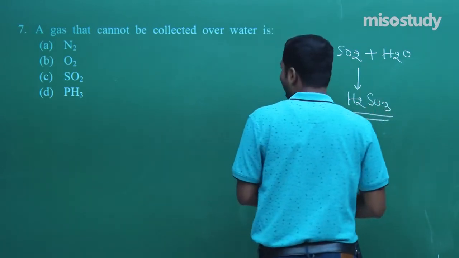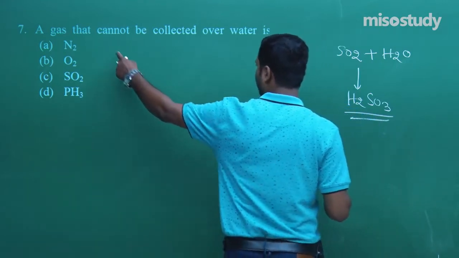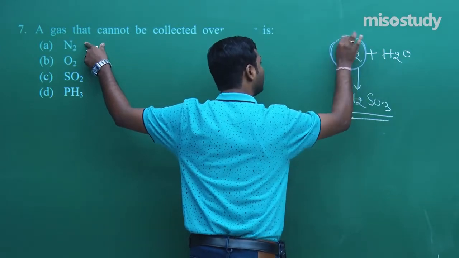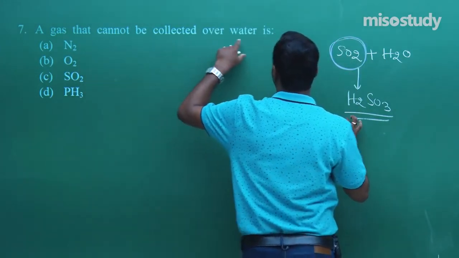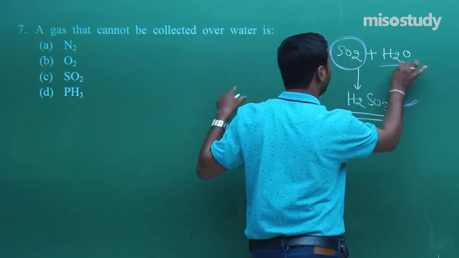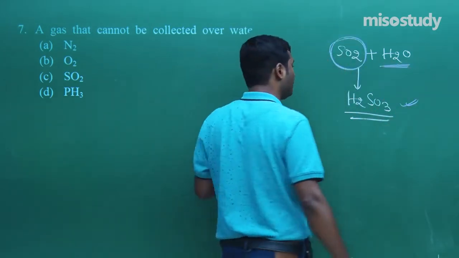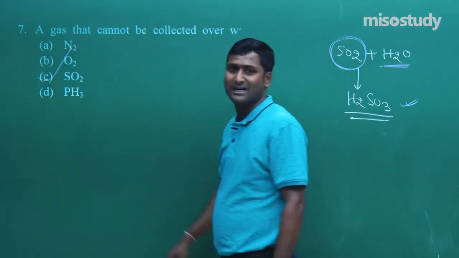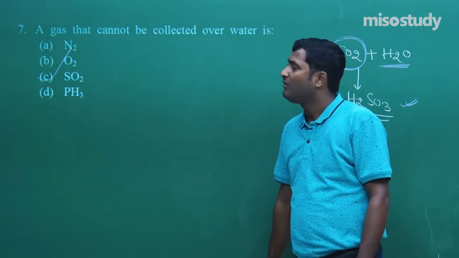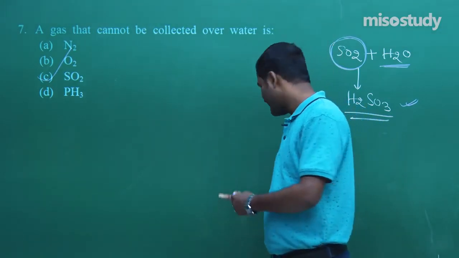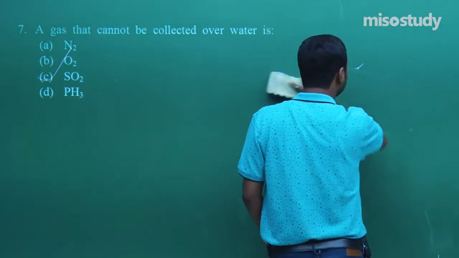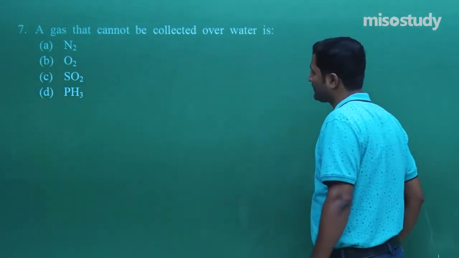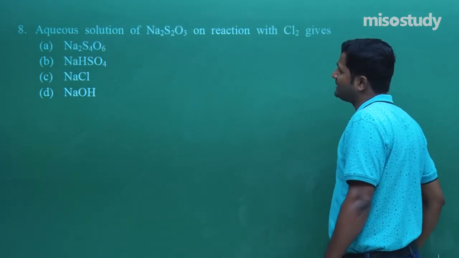So we can say in all the options, SO2 cannot be collected over water because it combines with water and forms H2SO3. So for question number 7, C is the correct option. Clear what I'm telling? For question number 7, C is the correct option. Now friend, I'm going to rub this part and we'll discuss the next question. Wait for a moment.